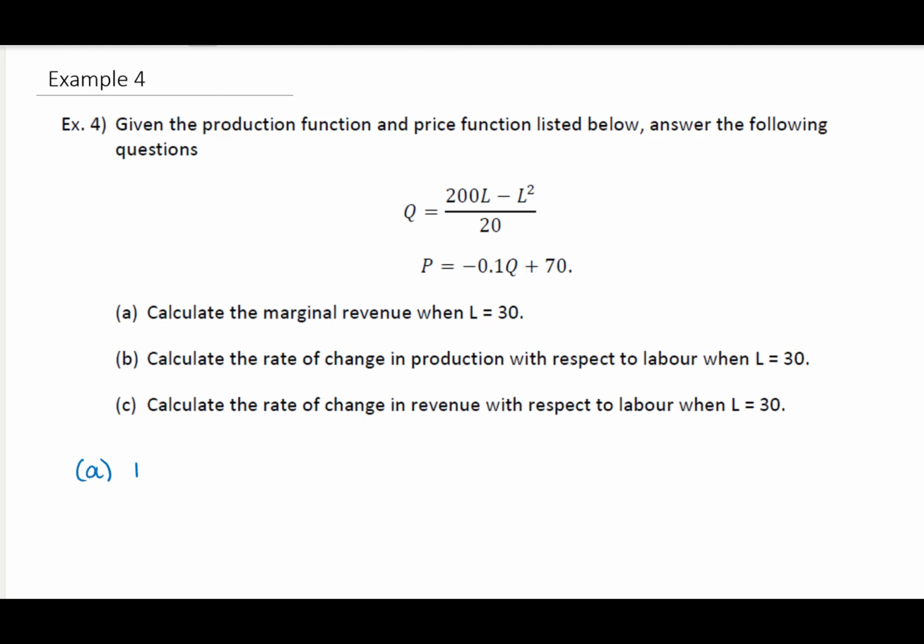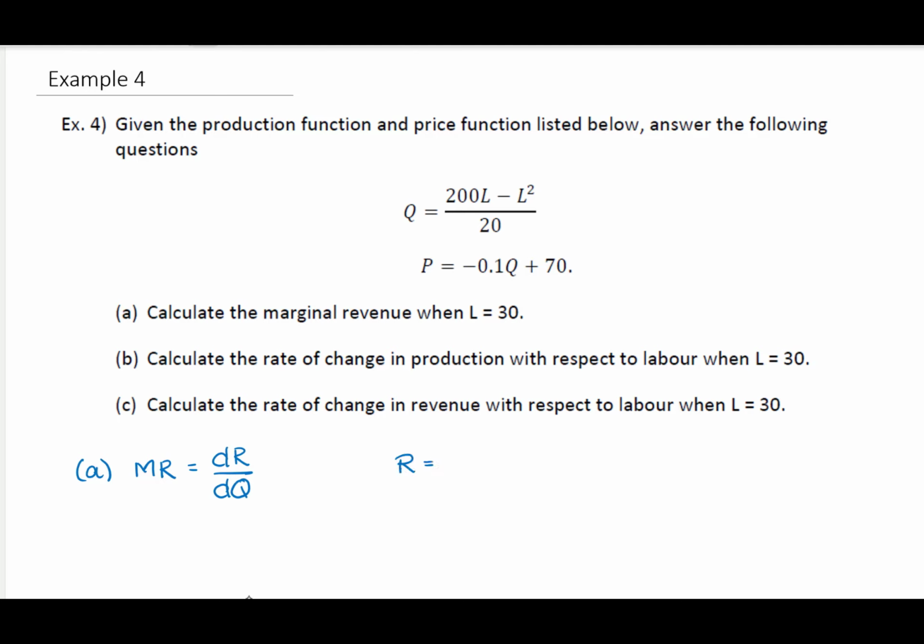By definition, we know that marginal revenue is equal to the change in revenue with respect to the change in quantity. So when we talk about marginal revenue or marginal cost, it's always with respect to quantity, the DQ, by definition. So here we want this derivative of revenue with respect to quantity. Well, we don't have a revenue function, so we have to figure that out.